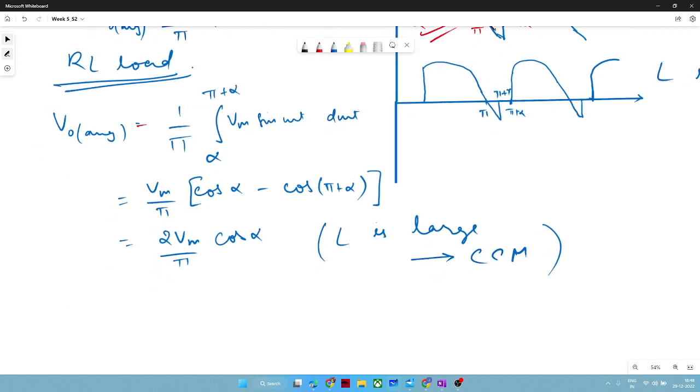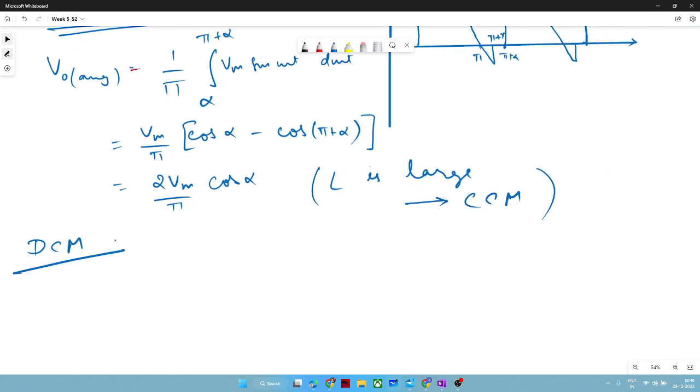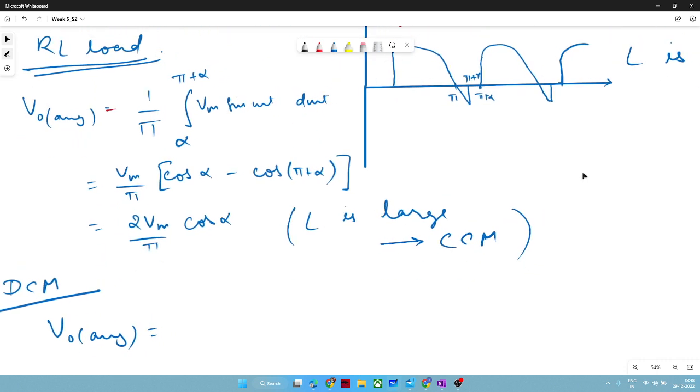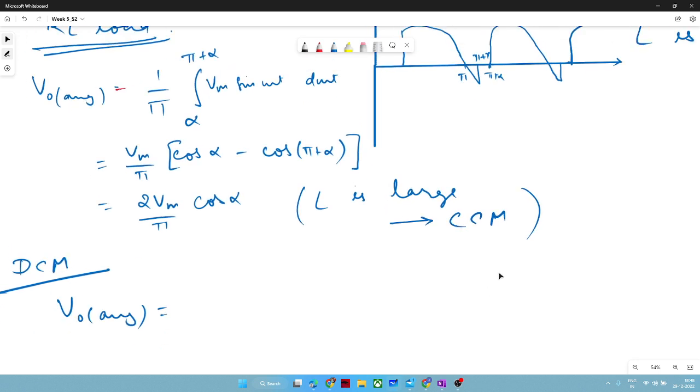For DCM, we can write the average because we again have the waveform, right? I can't emphasize enough about the waveform. If you have the waveform in front of your eyes, you can derive anything from it. So this is the waveform here. So 1 by pi, it is conducting from alpha to pi plus gamma, Vm sin omega t d omega t.